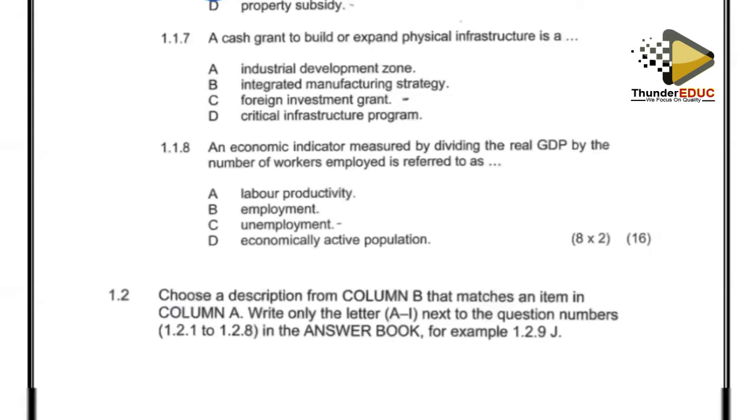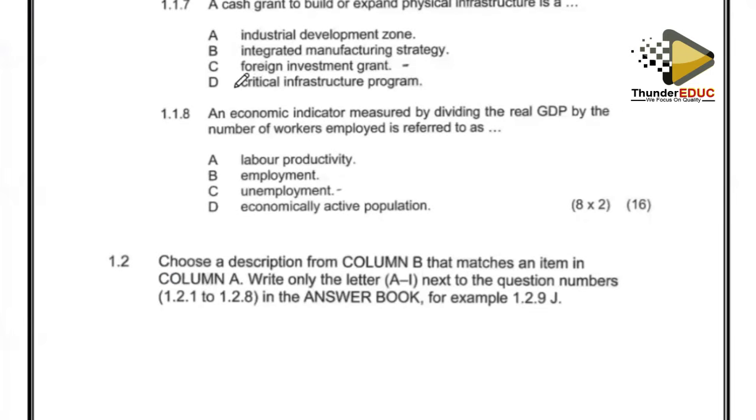Okay, right. So now let's move on to the next question. The next question we have is 1.1.7, and 1.1.7 reads as follows: A cash grant to build or expand physical infrastructure is a dash.